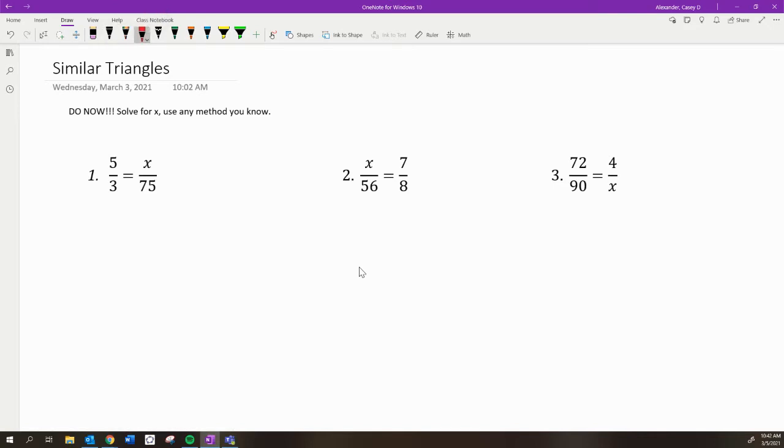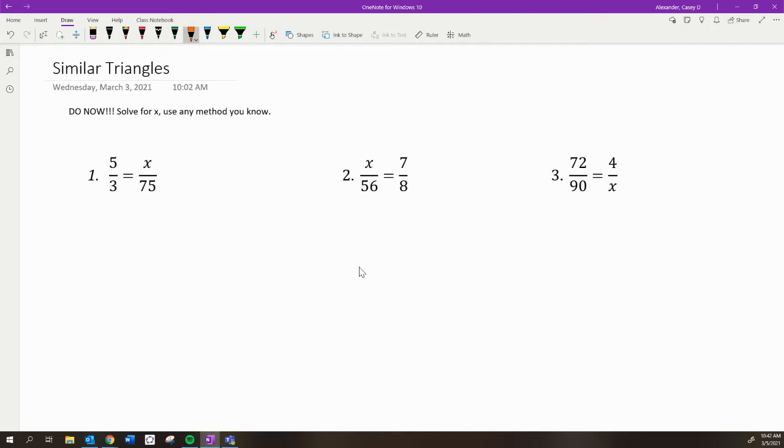Similar triangles. So we're actually launching into trigonometry, but in order to understand trigonometry, we kind of have to do the greatest hits of similar triangles. And so the first thing that we did for the do now that I'm going to cover in this video was just refresh our memories on how to solve a proportion.